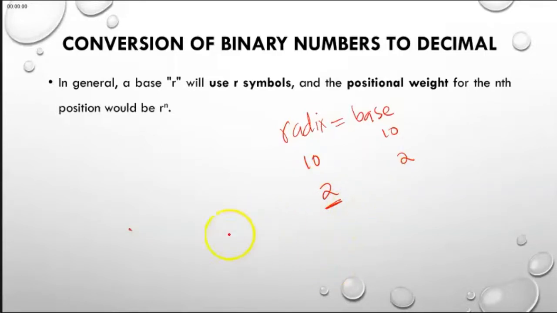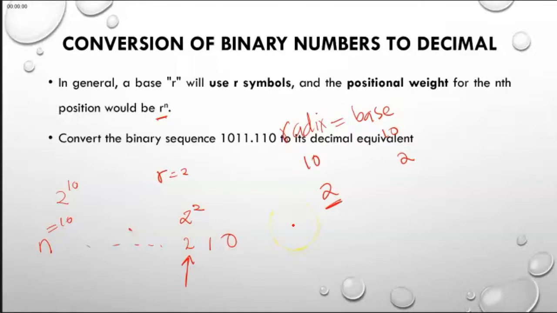So for radix R or base R, the position weight of the nth position, where we might have positions 1, 2, 3, all the way up to n of a given number, is represented by R to the power n. So for R equals 2, the positional weight at this point is 2 to the power n. If n is equal to 2, then 2 to the power 2. If n is equal to 10, we say 2 to the power 10.